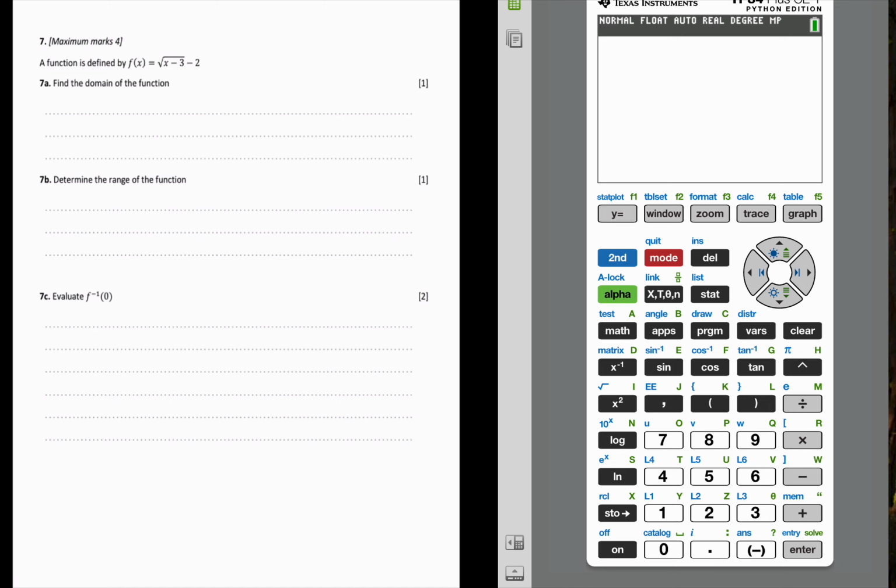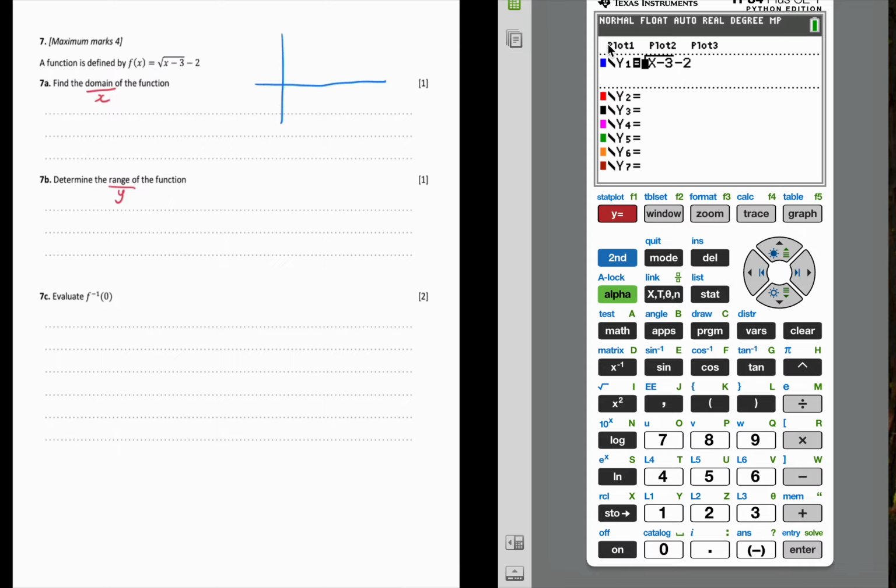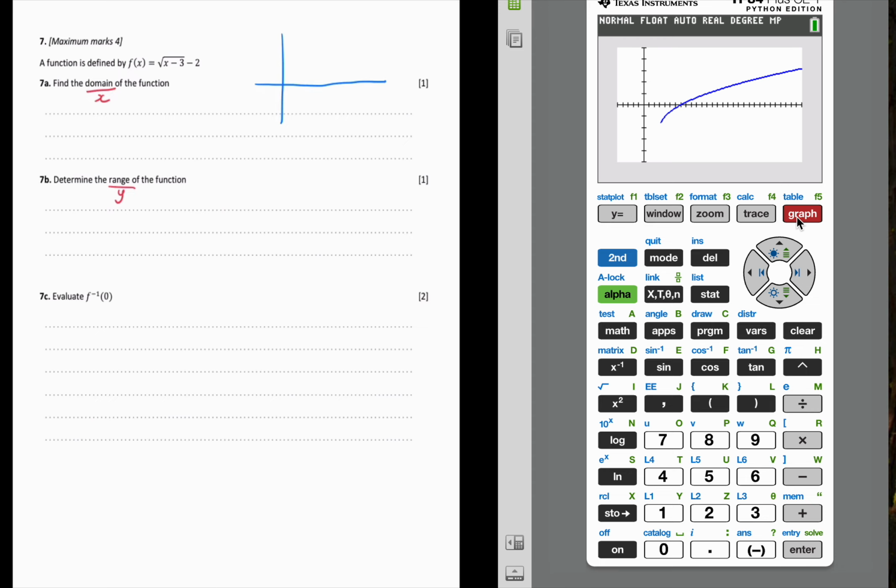Functions question, and we're asked to find the domain and the range of the function, which means that we need to find the possible x values and then the possible y values of each of those functions. So the easiest thing to do to start with is going to be to sketch what the graph looks like. You can see on the calculator, we've typed the equation in and we're going to graph it.